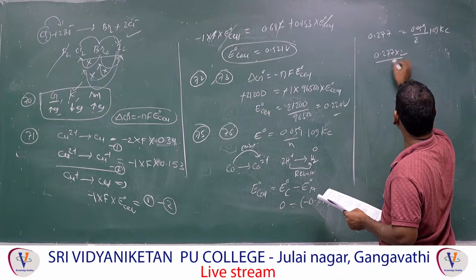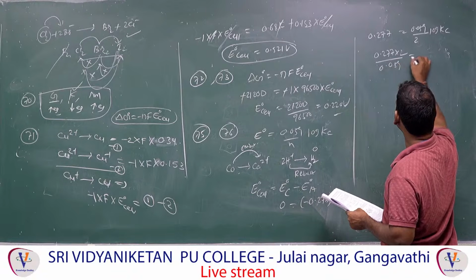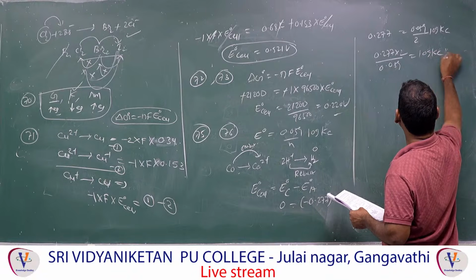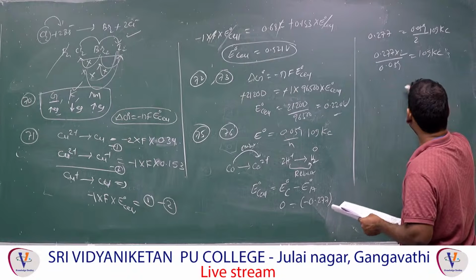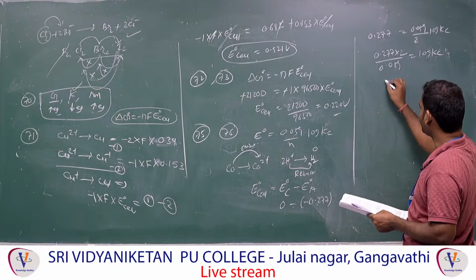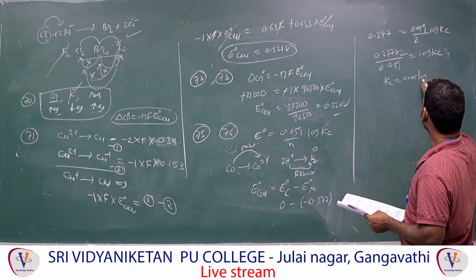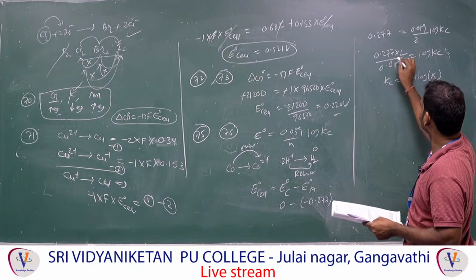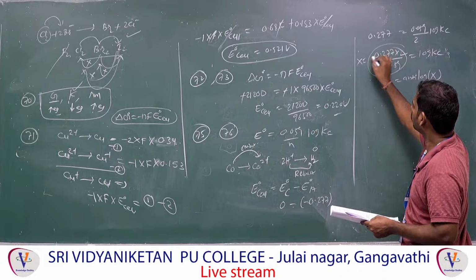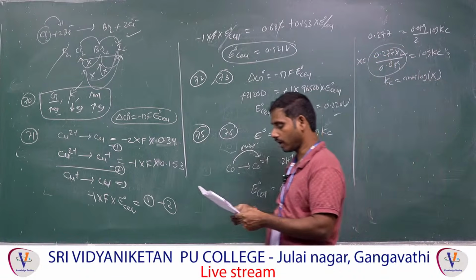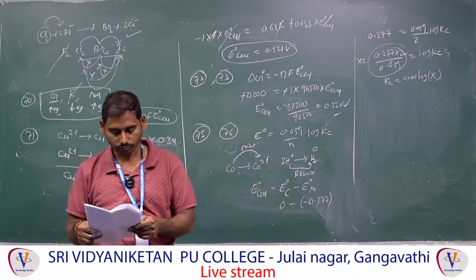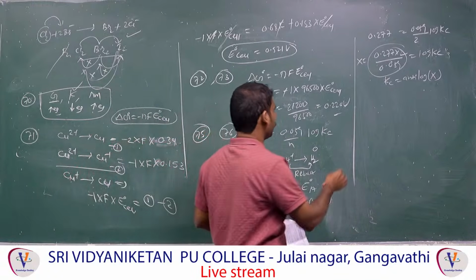0.277 into 2 by 0.059 is equal to log Kc, right? This value, if I do it, I will get log Kc. Kc is equal to the anti-log of x, this is x, right? Like that you have to calculate. Next one, 78.